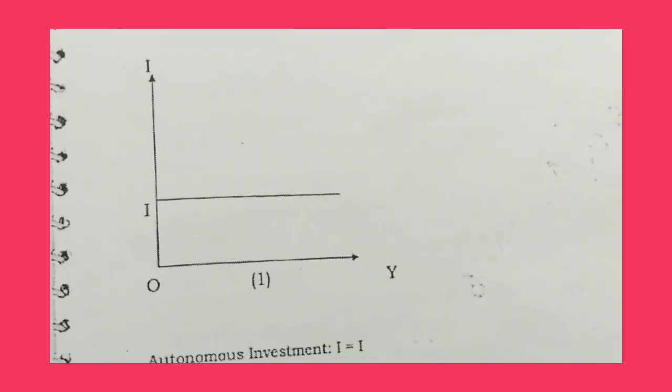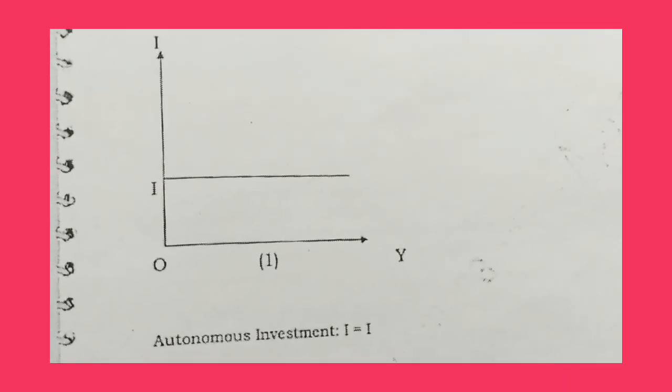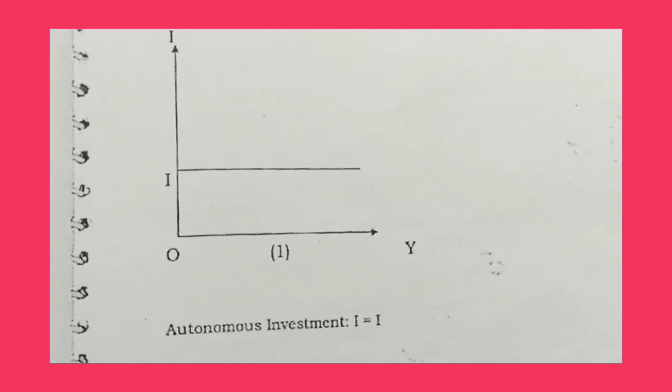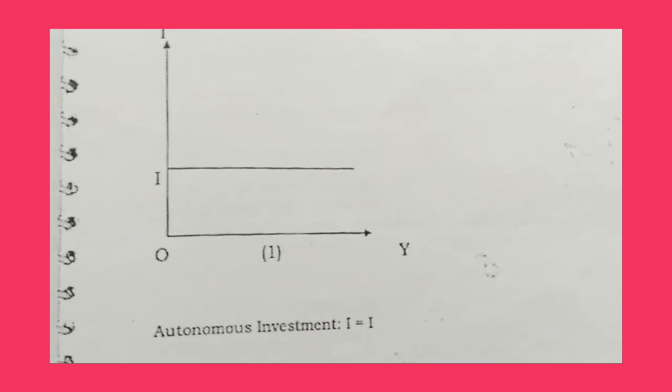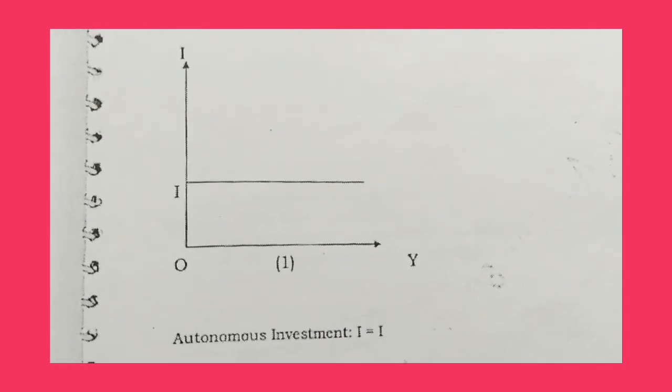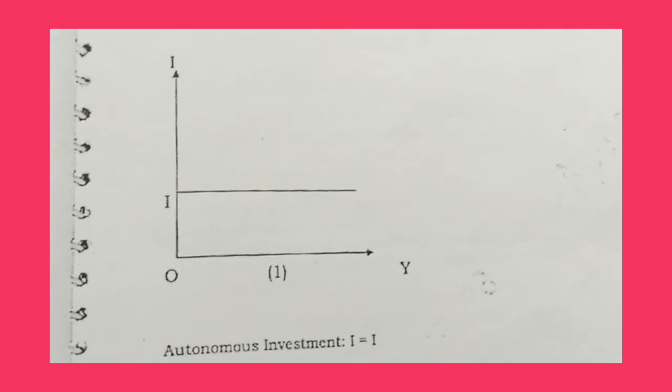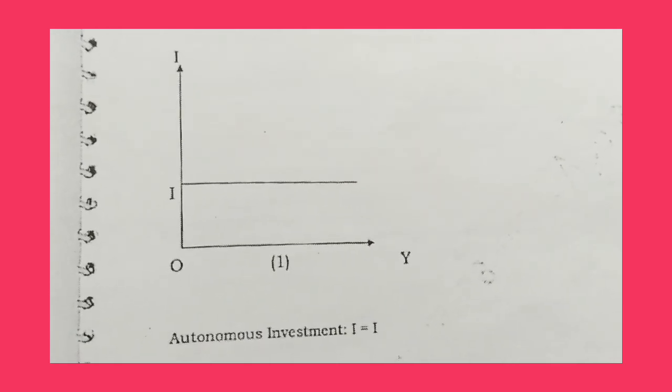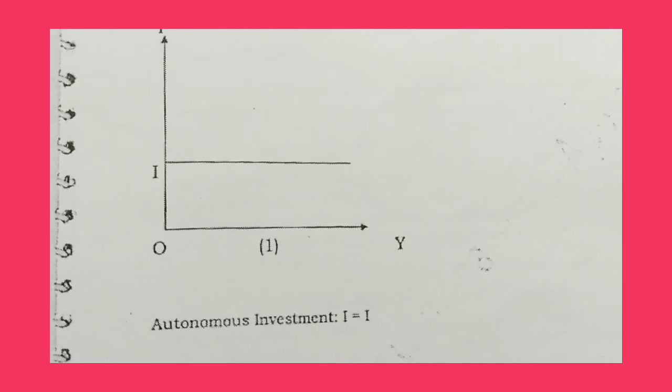The investment function takes the form of I equals I of Y, or investment is a function of level of income. It can be explained with the help of a diagram. There are three types of investments: autonomous investment, induced investment, and investment related to the rate of interest. There is a negative relationship between investment and the rate of interest. Okay, let's see one by one.